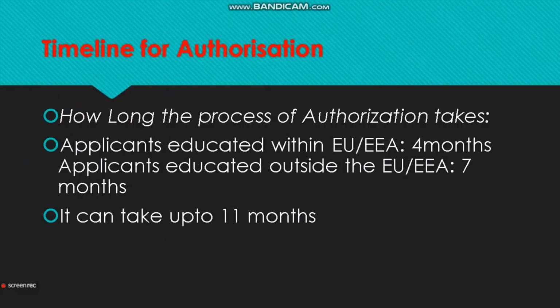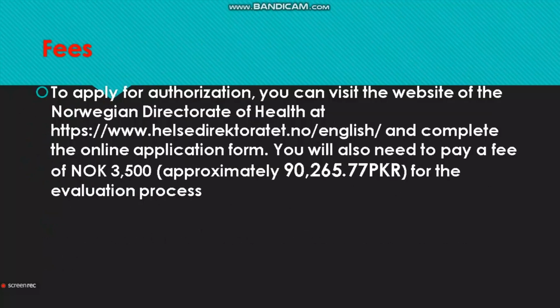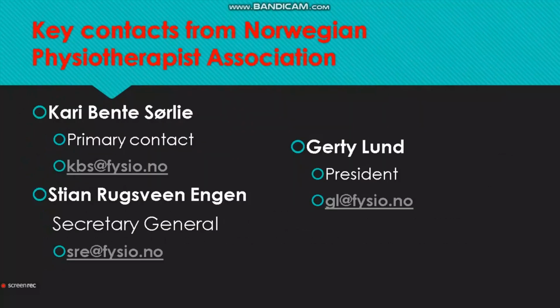Timeline for authorization: for applicants who are applying from within the European Union, it takes 4 months, and the applicants who are applying from outside of Europe, it takes up to 7 months, and the whole process can take up to 11 months. The time which is written on the website is 11 months. The fee you have to pay is 3,500 NOK, which is approximately 9,265 PKR, for the authorization process.